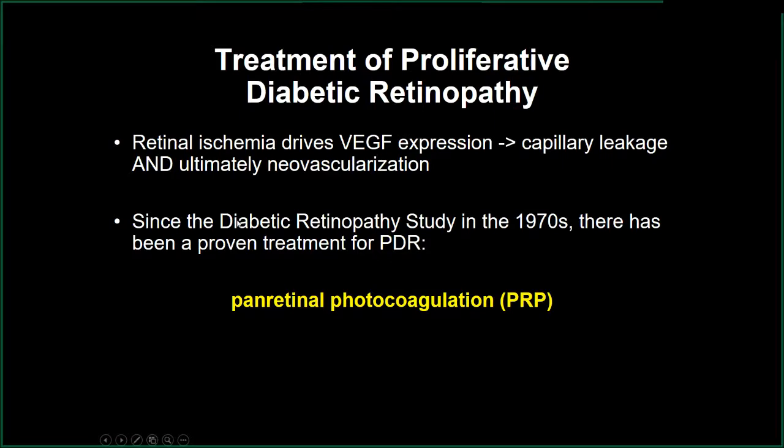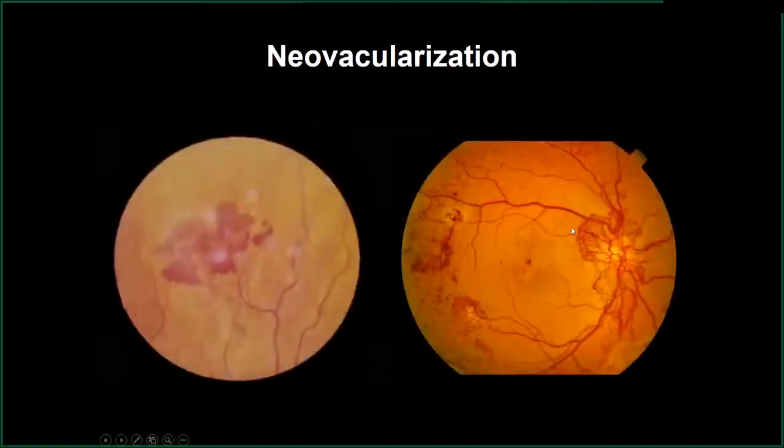Now, since the diabetic retinopathy study in the 1970s, this was really the first big randomized controlled trial on diabetic retinopathy, there has been one proven treatment that was established by this trial, and that's Panretinal Photocoagulation, or PRP. It means laser to the peripheral retina.